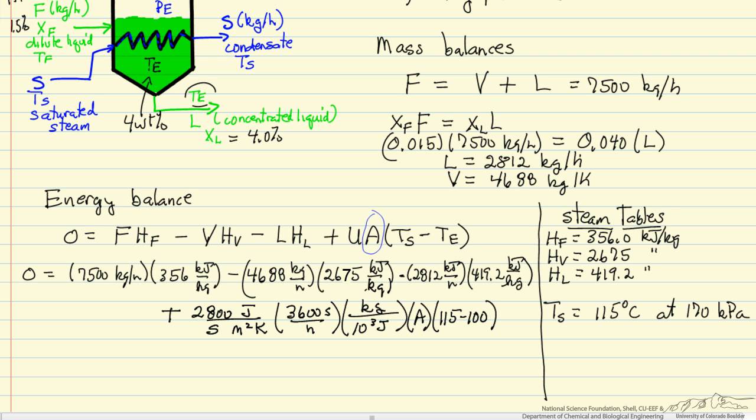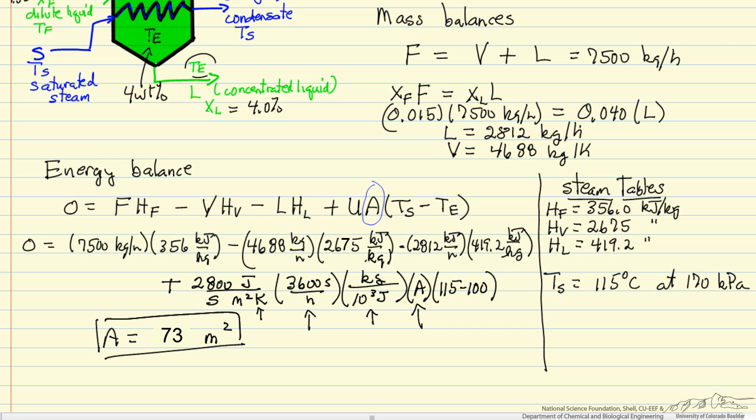We have to keep units consistent. That's why it's valuable to write units with each of the numbers. So we convert time to hours, convert joules to kilojoules for the heat transfer coefficient. And then the temperature difference in Celsius is the same as the temperature difference in Kelvin.